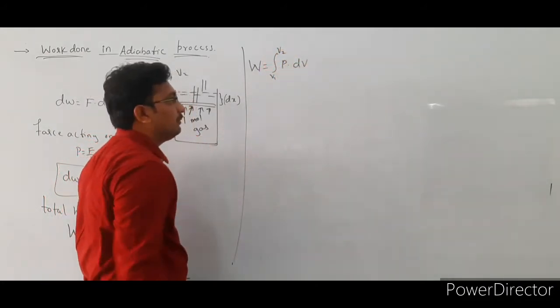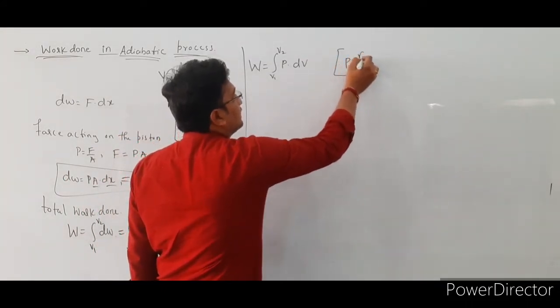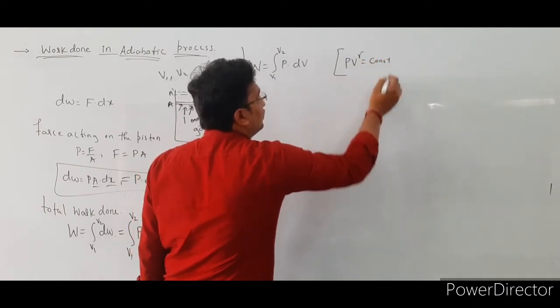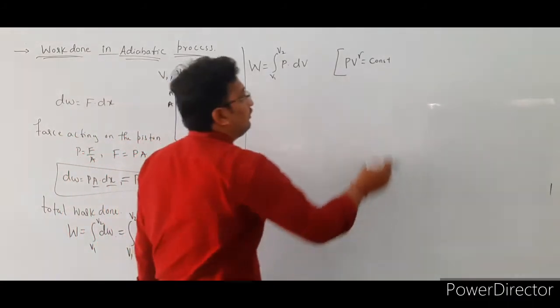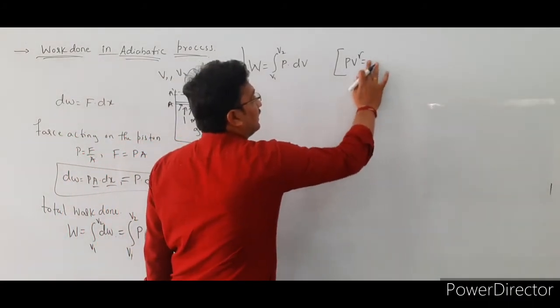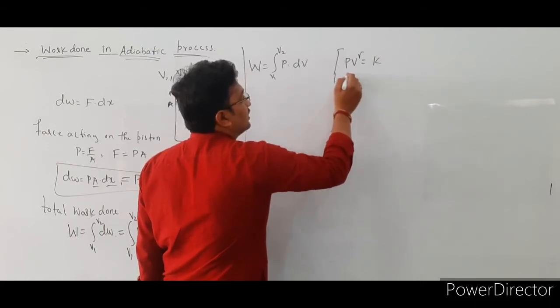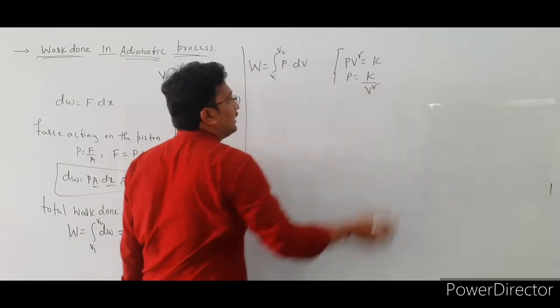In an adiabatic process the expression is PV raised to gamma is equal to constant. Here we consider the constant term as K. So from this relation, P is equal to constant K divided by V to the power of gamma.